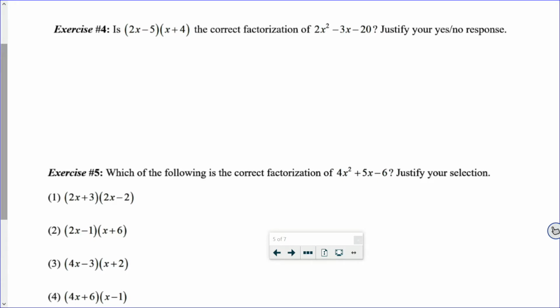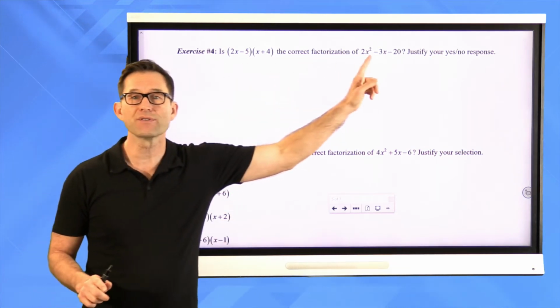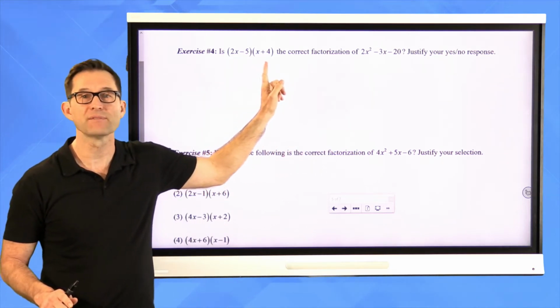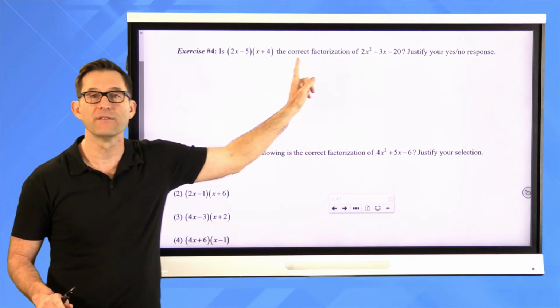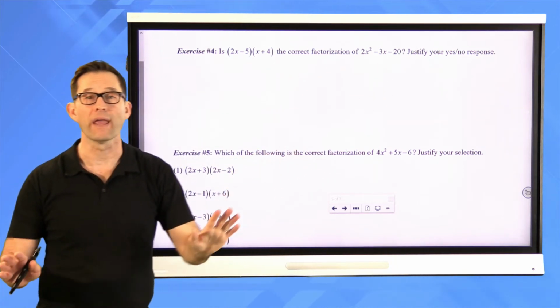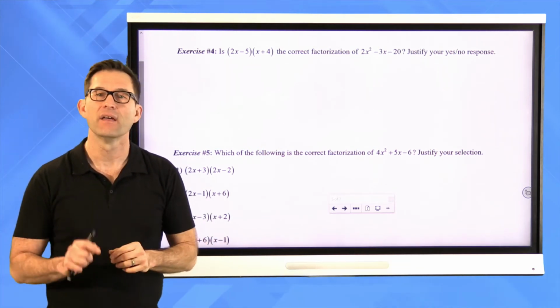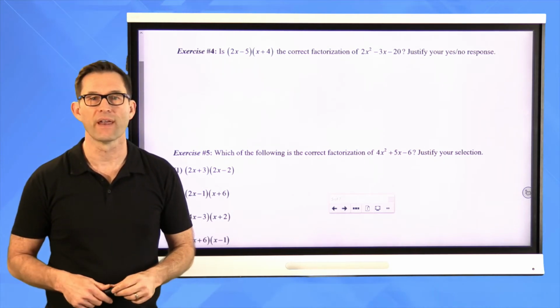Is 2x minus 5 times x plus 4 the correct factorization of 2x squared minus 3x minus 20? Justify your yes/no response. The first thing I would ask myself is, do the first and the last terms match up? Well, 2x times x is 2x squared. Great. Negative 5 times positive 4 is negative 20. Great. So at least it's a reasonable, intelligent guess. The question is, is it correct? Pause the video now and see if you can figure that out.